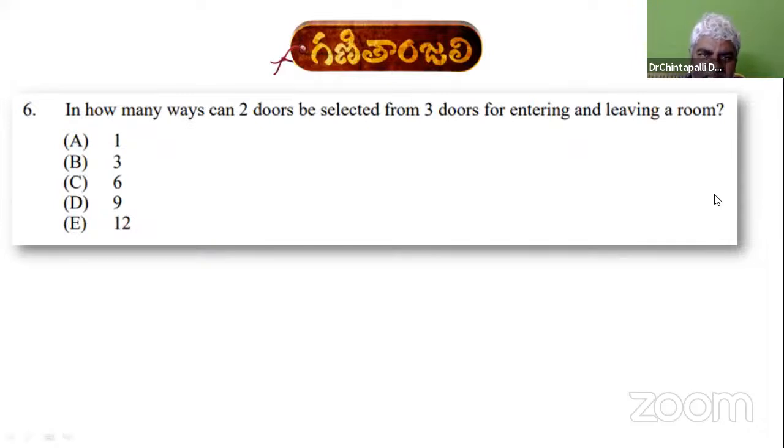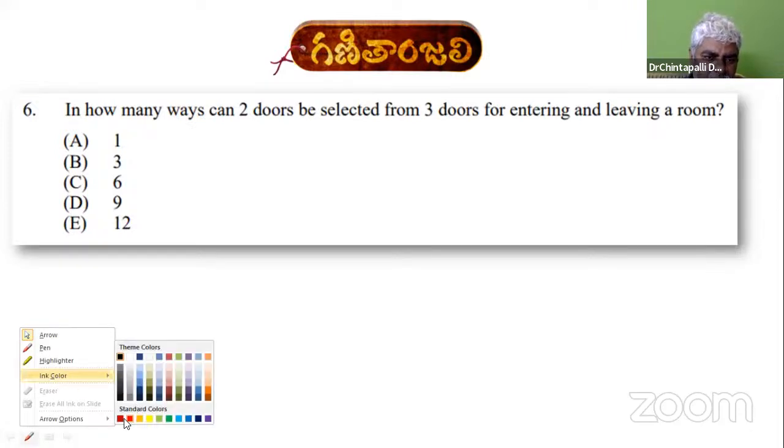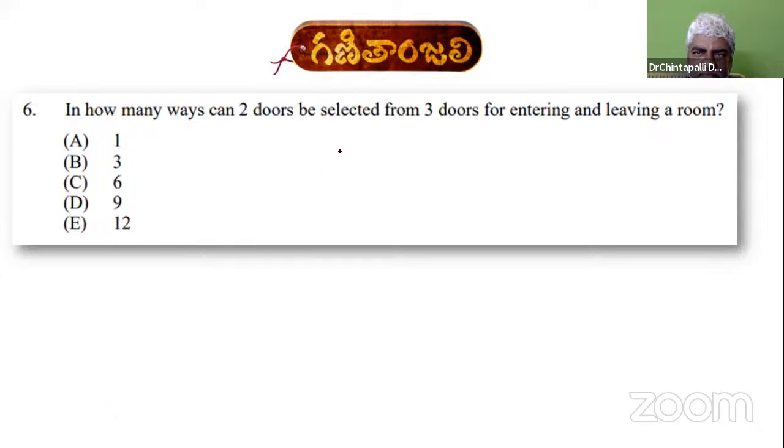In how many ways can 2 doors be selected from 3 doors for entering and leaving? Don't think about the second part of the question. Two doors are selected from 3 doors. How many ways? 6? 3C2. What is that formula?